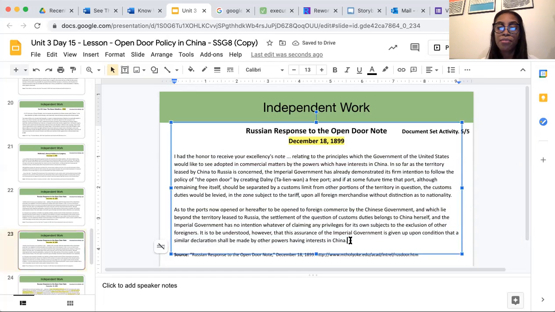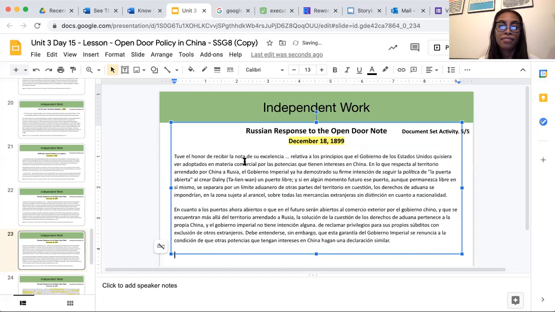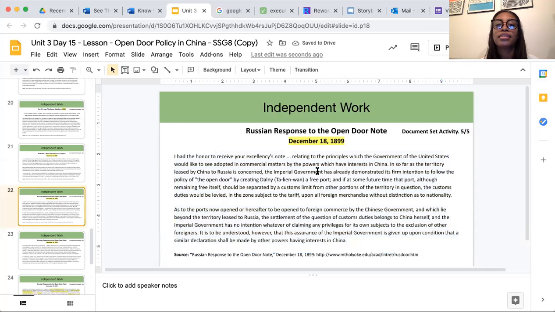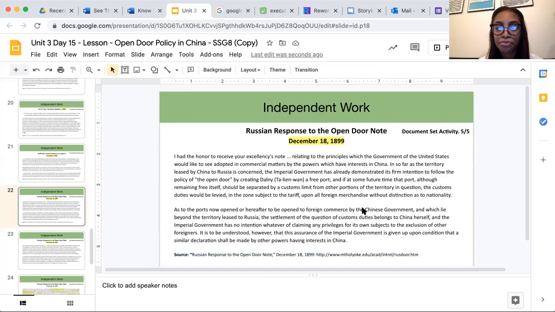You can also have them preview it the night before so that they can, of course, interact with the text in English the next day, right? Definitely something to think about. With regards to this text, we want the students to annotate.